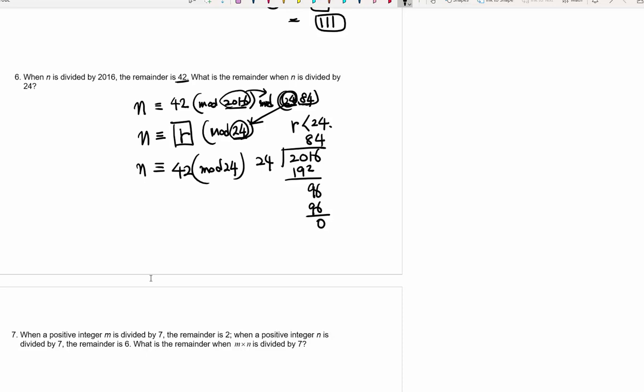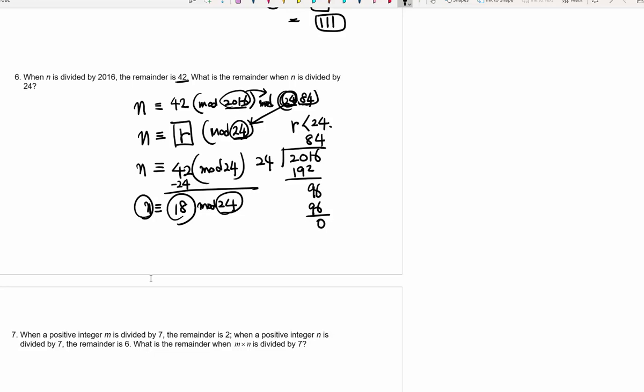But 42 is not the remainder, okay? This number and the other number are in the same class, that's the meaning. So to find the remainder, we need a number less than 24, okay? You can take off 24 over here. How much is this one? 18 mod 24, isn't it? So when this number is divided by 24, the remainder is 18. That is number 6.